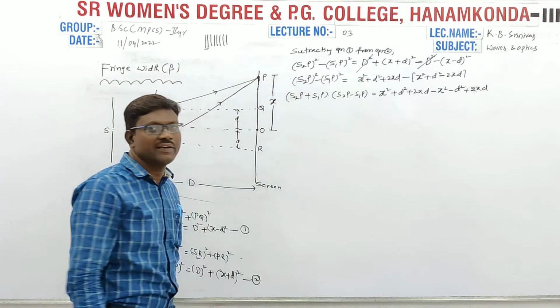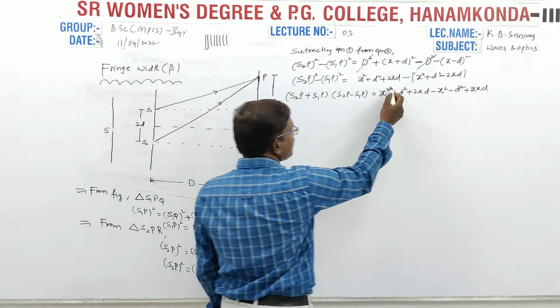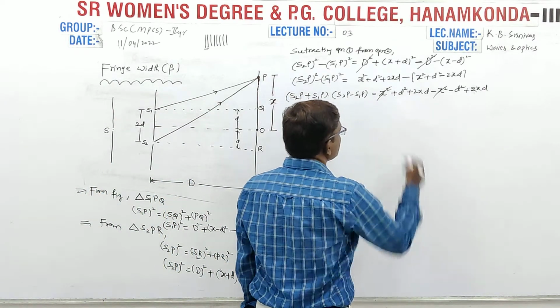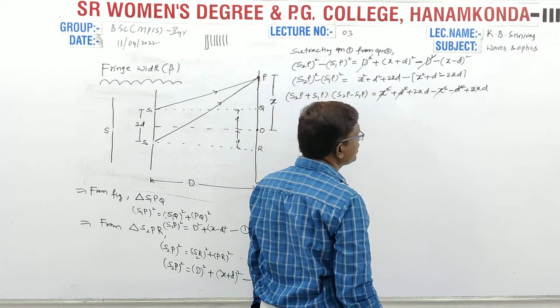Just follow the derivation. This plus x square minus x square gets cancelled. Plus d square minus d square gets cancelled.